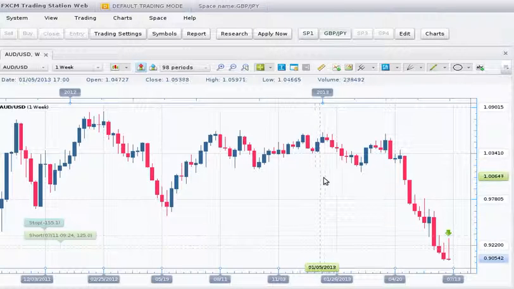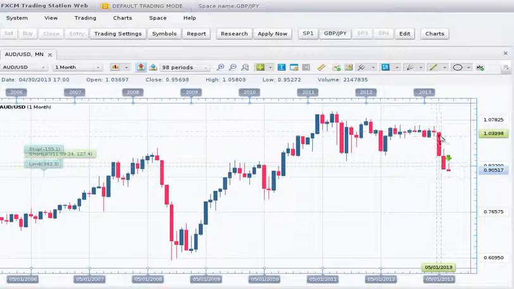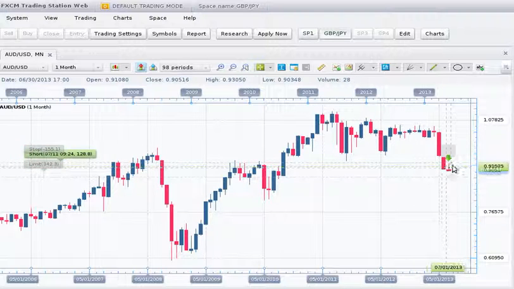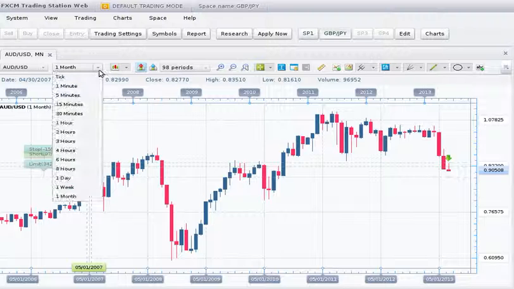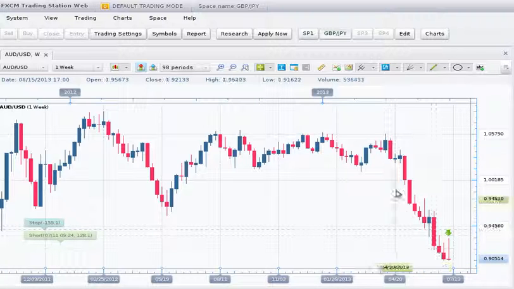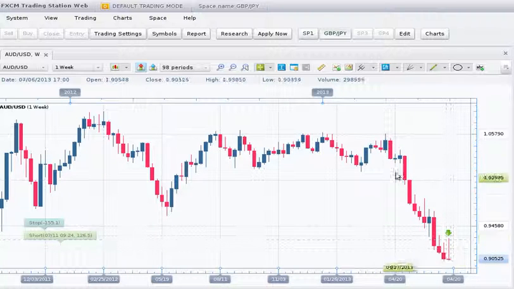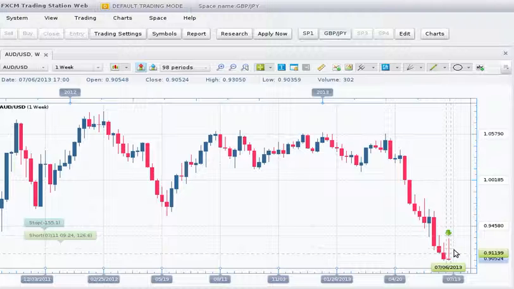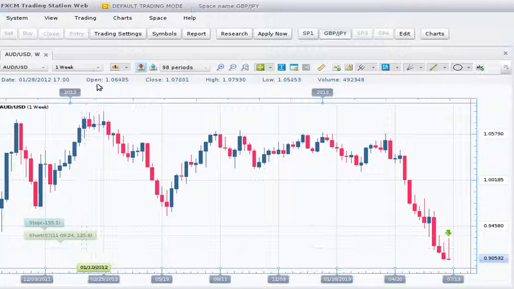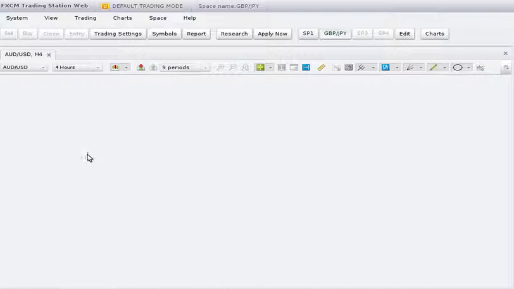Now here's a weekly, and I see a bunch of red bars here. On the monthly, I saw a red bar and a red bar. So on the weekly you see a bunch of red bars, and to me that says I've got a better chance of finding a winner to the downside than to the upside, for the way that I trade. So let's look here at the 4 hour.